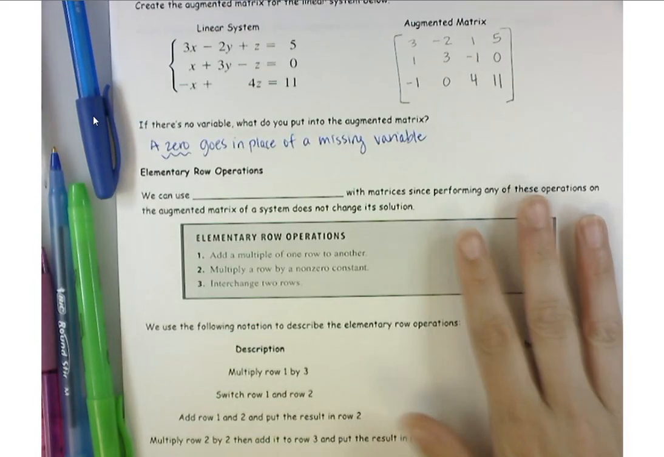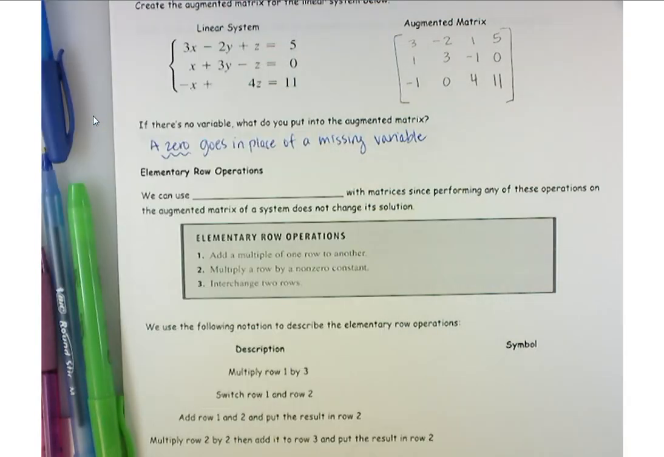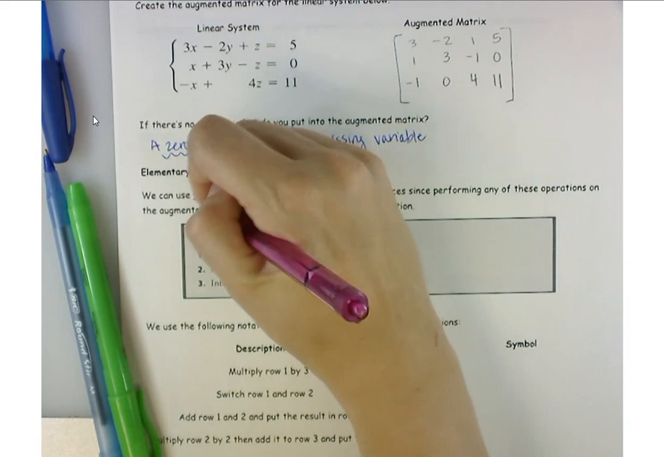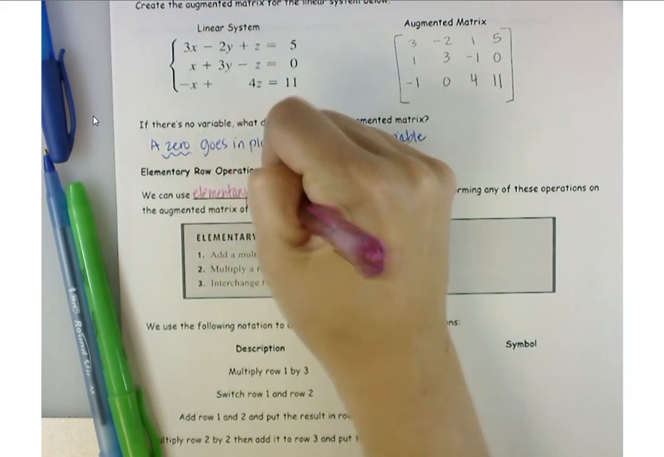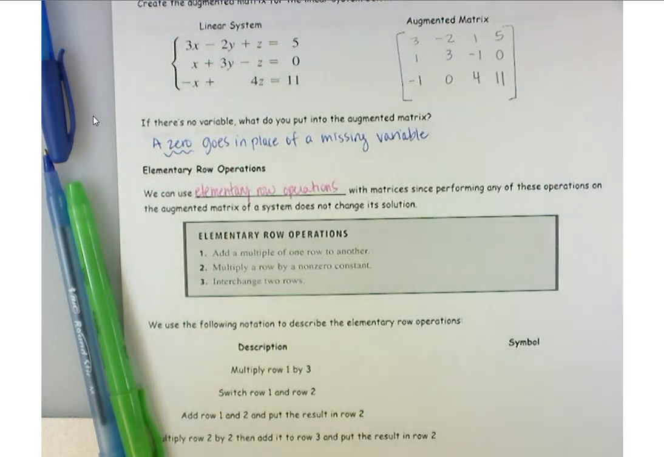Okay, and now the fun's gonna start. So before we can have the fun of transforming these matrices, we have to know the rules of the game. And the rules of the game are the elementary row operations. So we can use elementary row operations with the matrices, since performing any of these operations on the augmented matrix of a system does not change its solution.